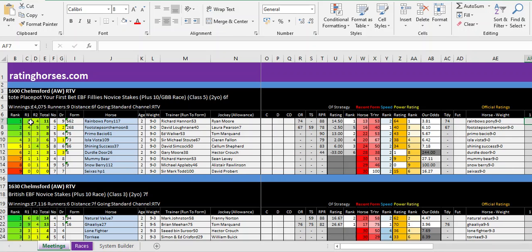And what you basically are looking for is a horse that has got a high score in R1 and R2. For example, this horse here, Shining Success, has got just a very low score of 1 in the R1 column, but is the second highest rated in the race for the R2. So that would need more investigation. So ideally, we're looking for horses that have got good high scores.